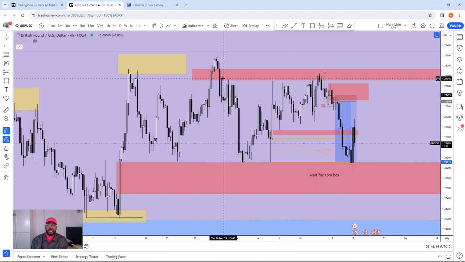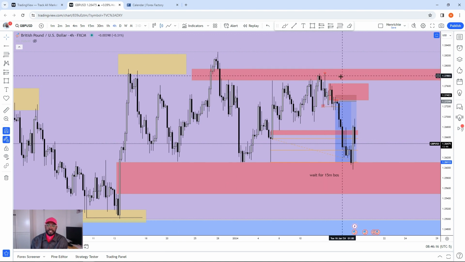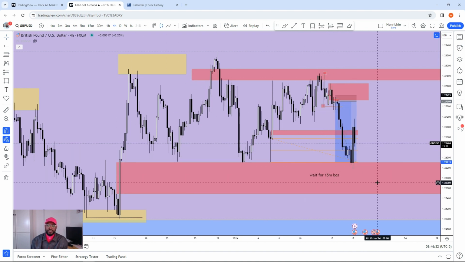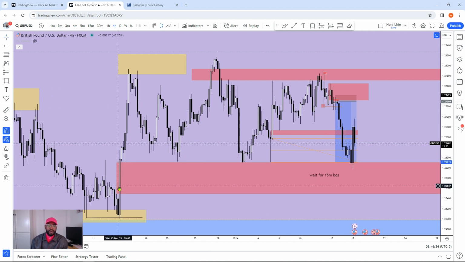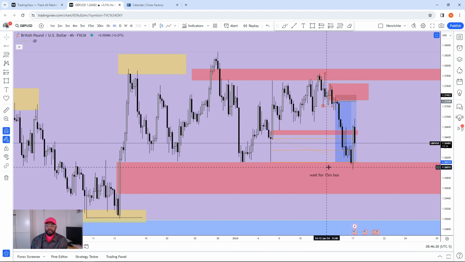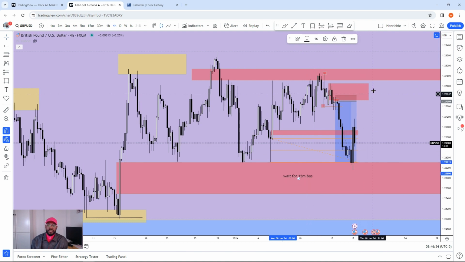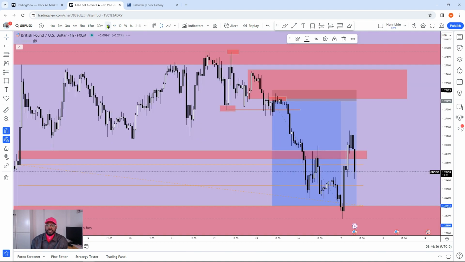And I said, all I want to see is rejection from this key level and a drop down into this key level. And as you can see, price tapped into this key level, rejected off it, dropped down. And now we're back into the inefficiency on the 4-hour time frame. And after this mitigation, all I want to see is a 15-minute shift of market structure. And potentially we could see a rally on GBP US dollar.